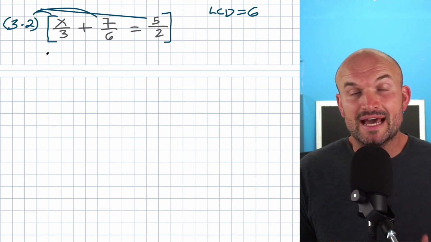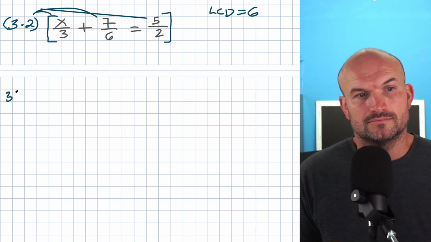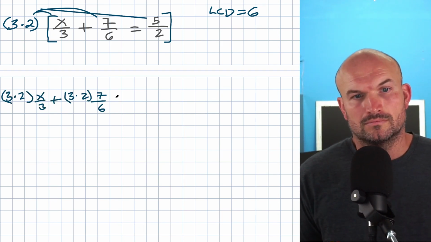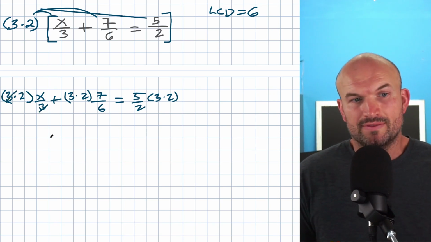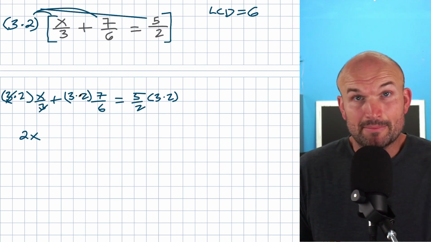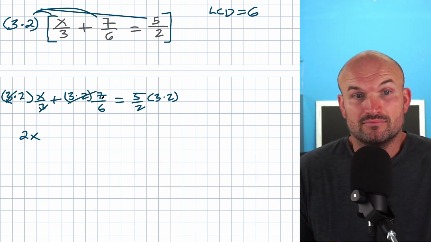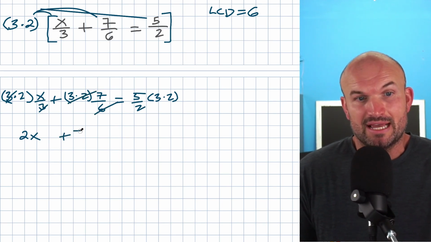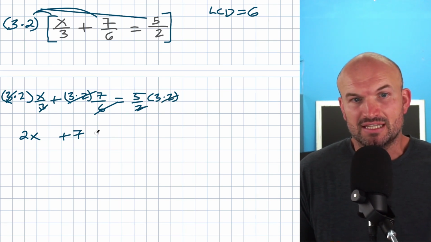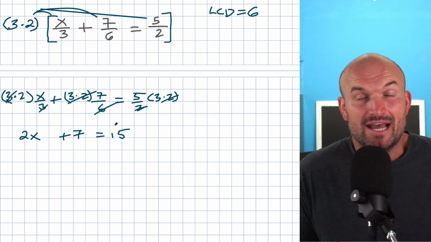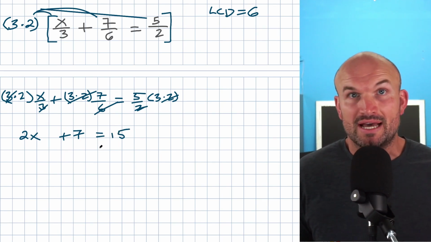Now, again, when we go ahead and do that, our denominators are going to divide out. So you can see here, when I'm multiplying by 3 times 2, and then I'm also dividing by 3, the 3s are going to divide out. That's going to leave me with a 2x. In this example, 3 times 2 is 6, right? So multiplying by 6 divided by 6 is just going to give me a positive 7. And then in this example, now my 2s are going to divide out, and that's going to leave me with a 15. Now I have basically a 2-step equation that I can go ahead and solve.